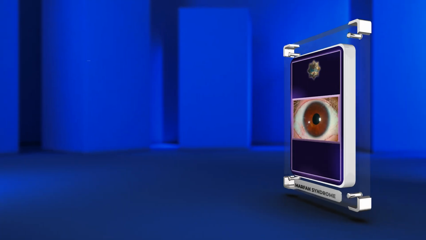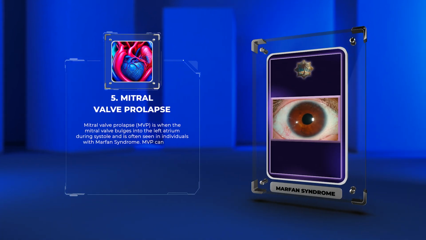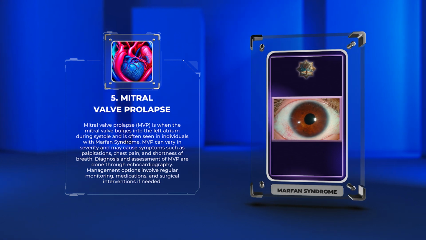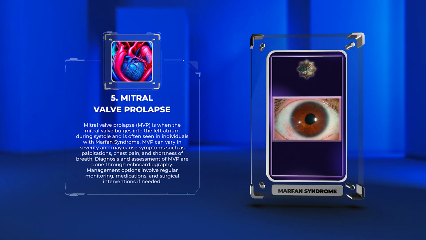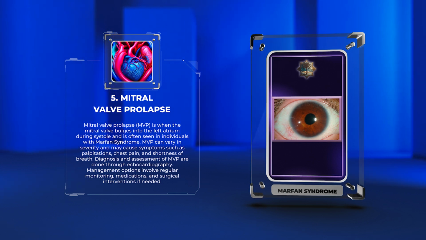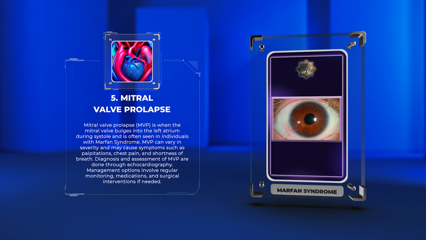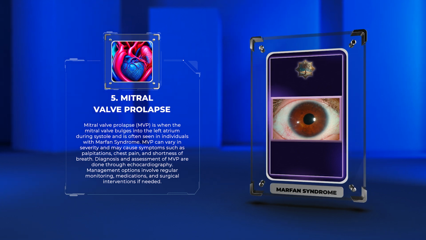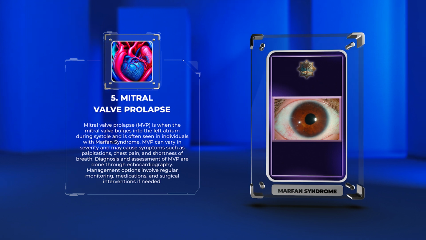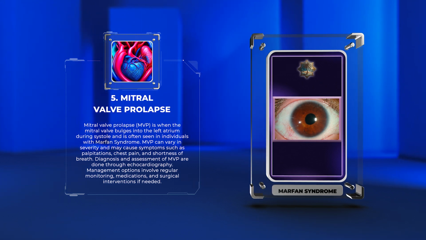Mitral valve prolapse, MVP, is when the mitral valve bulges into the left atrium during systole and is often seen in individuals with Marfan syndrome. MVP can vary in severity and may cause symptoms such as palpitations, chest pain, and shortness of breath. Diagnosis and assessment of MVP are done through echocardiography. Management options involve regular monitoring, medications, and surgical interventions if needed.